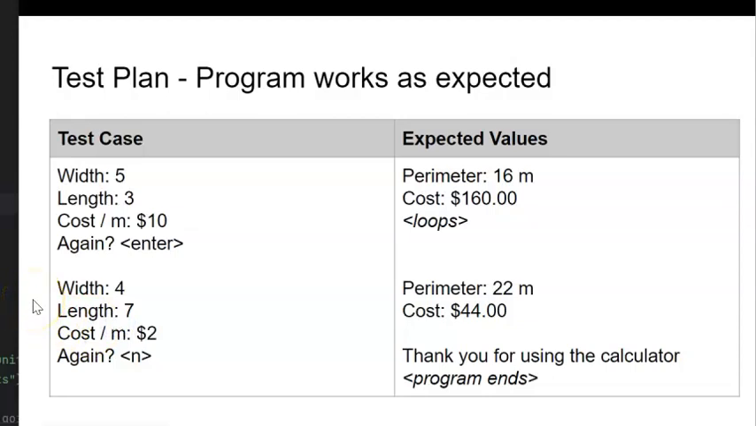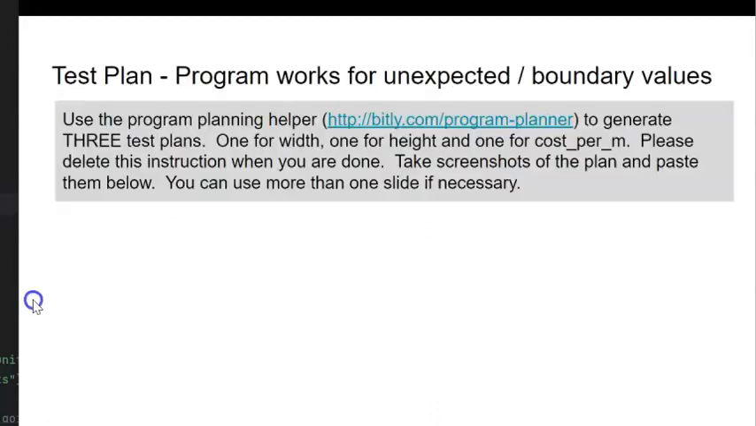If you were to develop your own test plan, one of the things you can do to make your life easy is choose simple numbers. So the cost is $10 per meter to make the calculation easier. You do need to provide screenshots showing that your basic program works. And this time round, you've been asked to generate the test plans for the unexpected and boundary values.